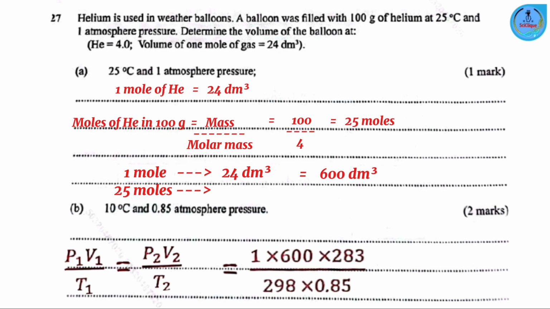Okay. What is our P2? That is 0.85. What is our V2? That is what we are looking for. What is our T2? Our T2 is 10 degrees Celsius. Okay, so 10 plus 273 gives us 283 Kelvin. So if we make V2 the subject of our formula, we end up having 670.35 decimeter cubed as our volume.